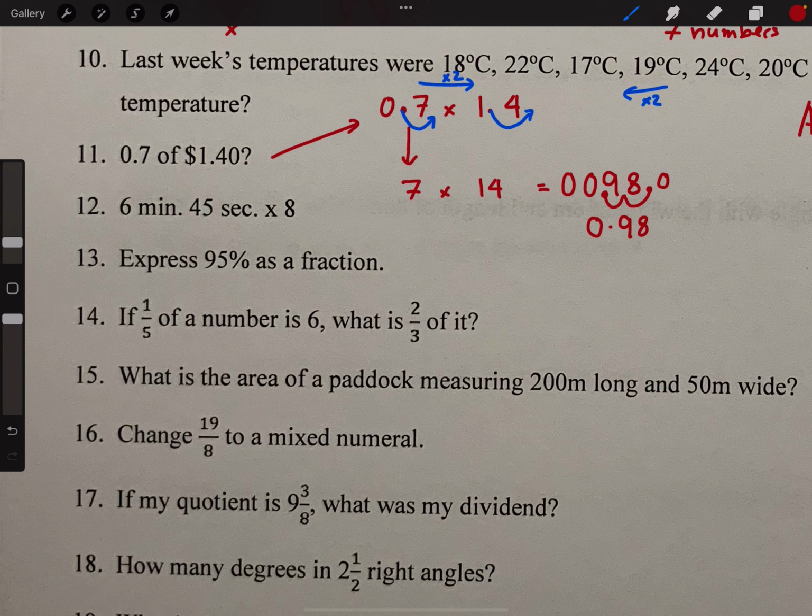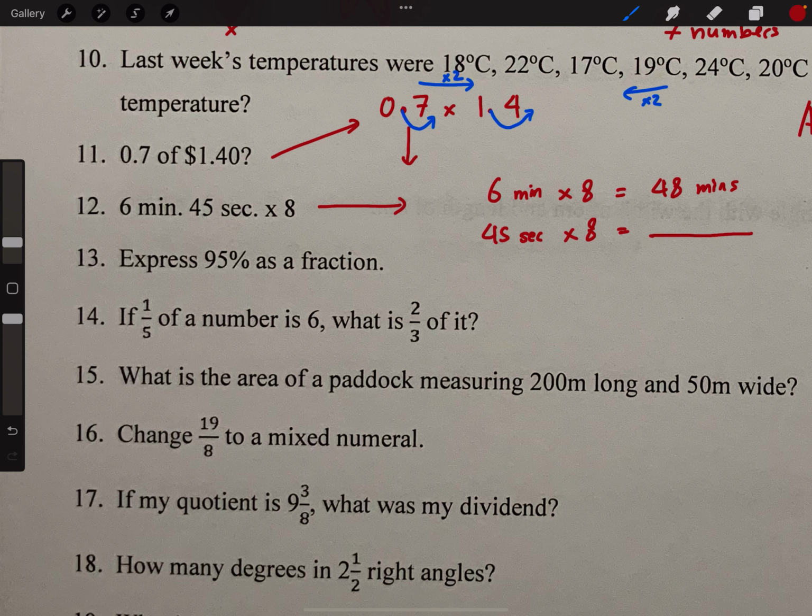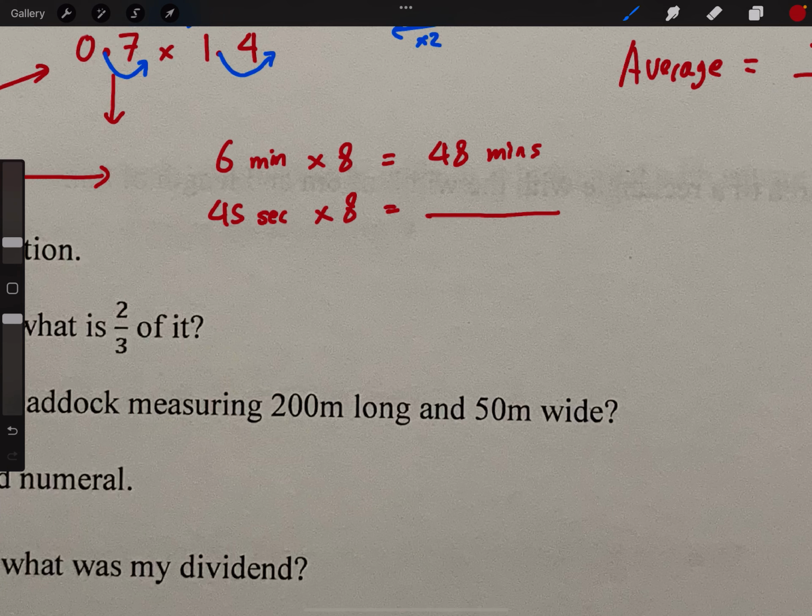6 minutes, 45 seconds times 8. Okay. How about we do this one step at a time? Alright, I'm gonna have to rub some of this stuff out. Got no more room. Alright. So 6 minutes. So let's do minutes. 6 minutes times 8. What's that? 6 8s are 48. It's 48 minutes. Now let's do 45 seconds times 8. You get the answer there. And then we'll change it to minutes as well.